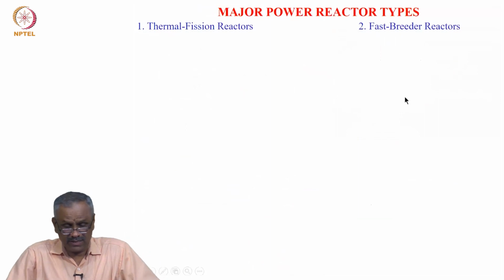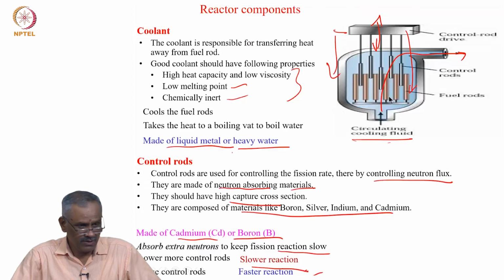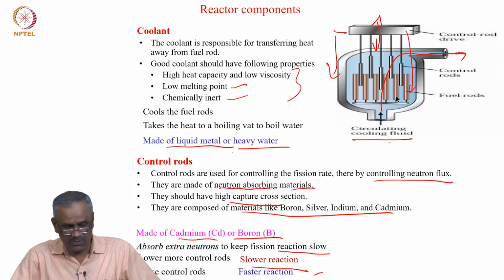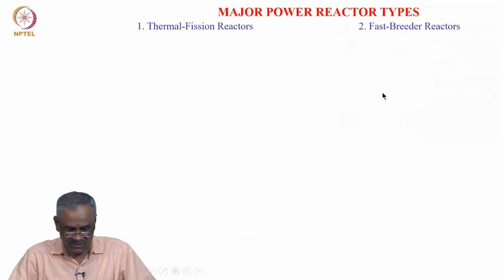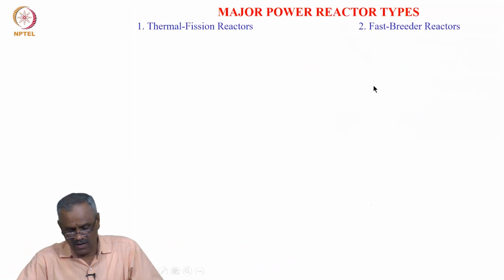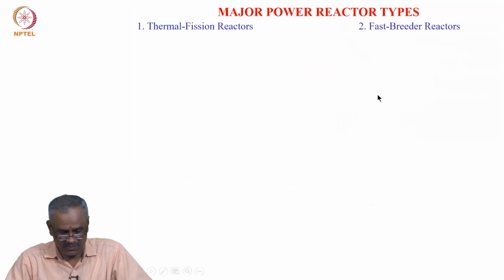This is the simplest form of reactor principle. It is not as simple as this in practice, but the basic principle behind the reactor is this. We will discuss what the different types of reactors are and how they are operated in order to get power generation or power production.